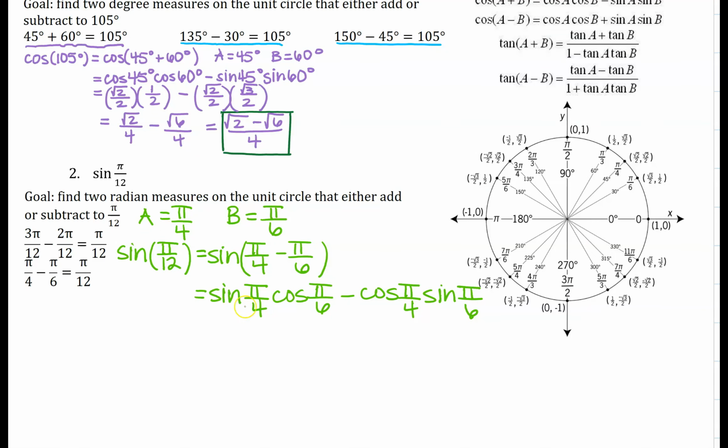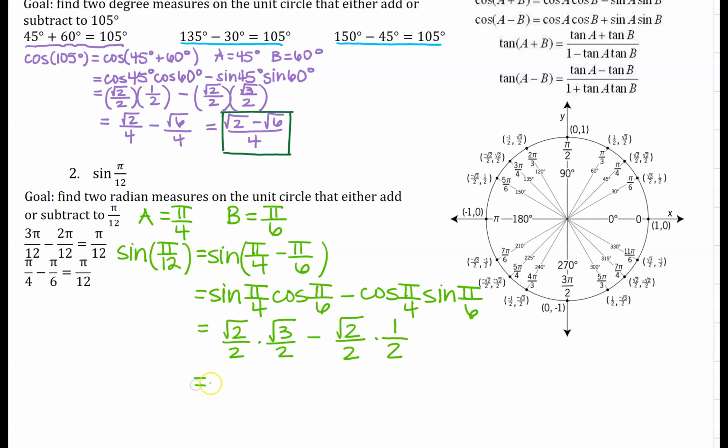And so now we can find the exact value of these four different expressions from the unit circle. Sine of pi over 4 is root 2 over 2. Cosine of pi over 6 is root 3 over 2. Cosine of pi over 4 is root 2 over 2. And sine of pi over 6 is 1/2.